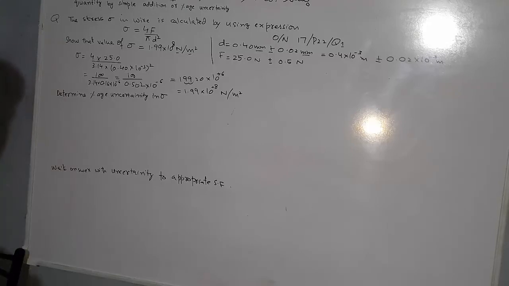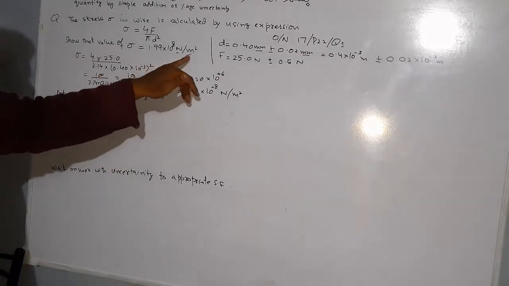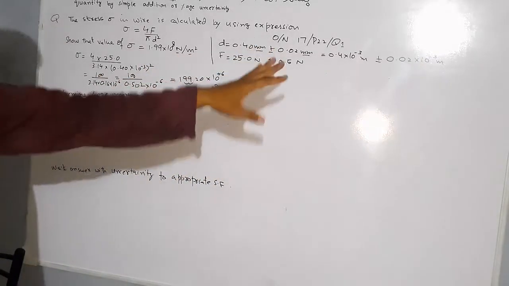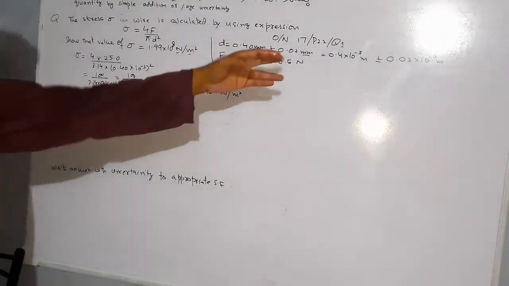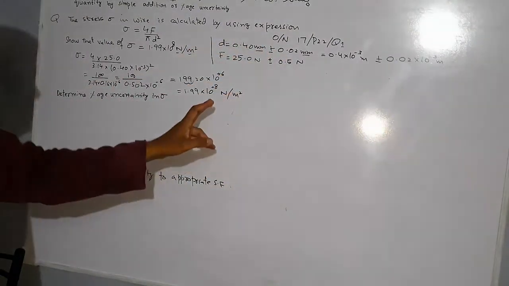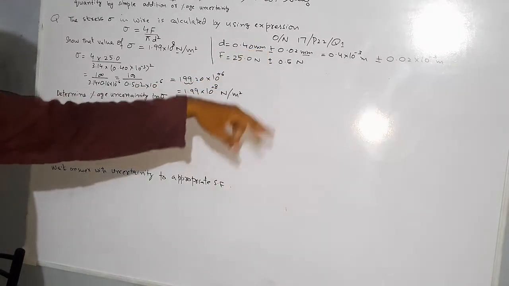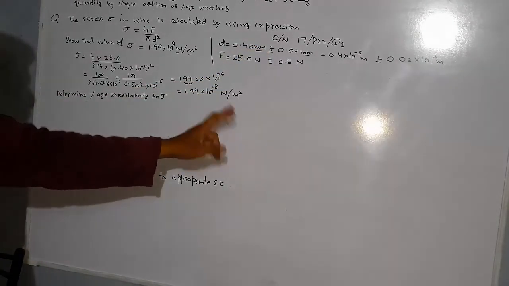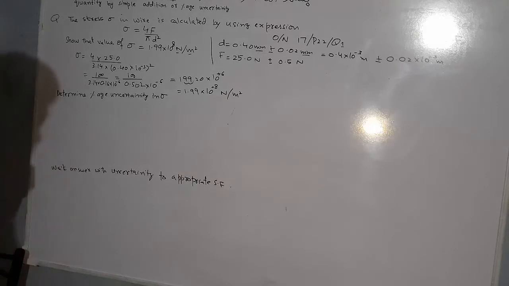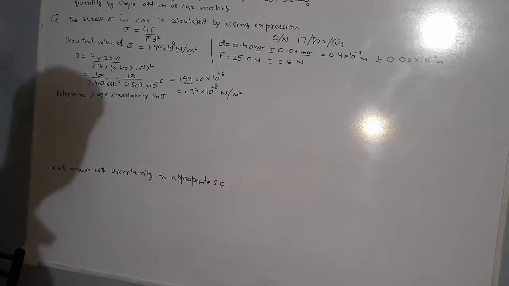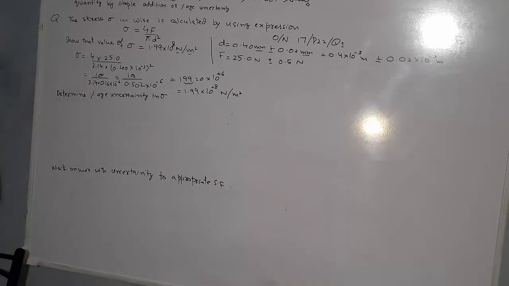So keep in mind, whenever they have asked to write in the SI unit, we must convert the given data into SI unit. Otherwise, if we do use 0.4 millimeter, then the unit will be Newton per millimeter square. Okay. Now, they have asked in the second part, determine the percentage uncertainty in the sigma.